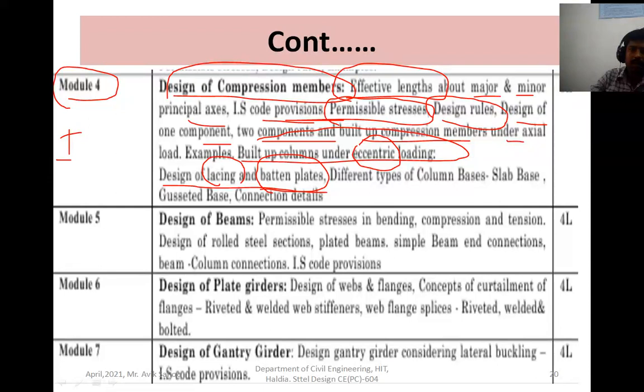So we learn how the lacing and batten plates are designed in columns, and the different types of column bases. The bottom of the column rests on a base plate. This base plate is also designed, and how the base plates are designed, that you will also learn. Then gusseted base and the connection details you also learn.